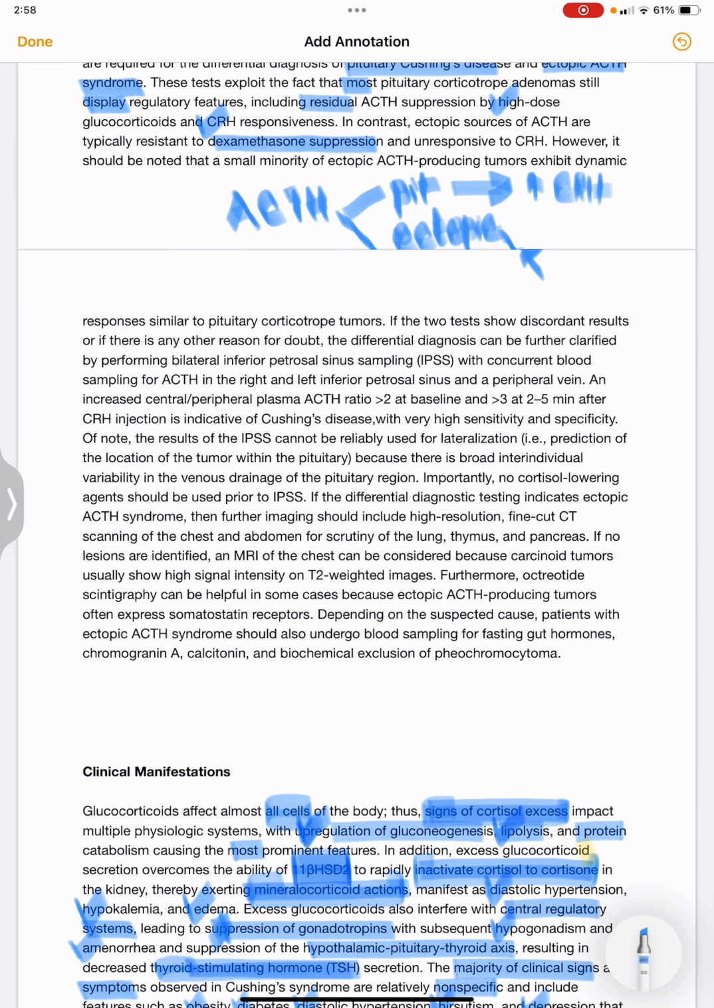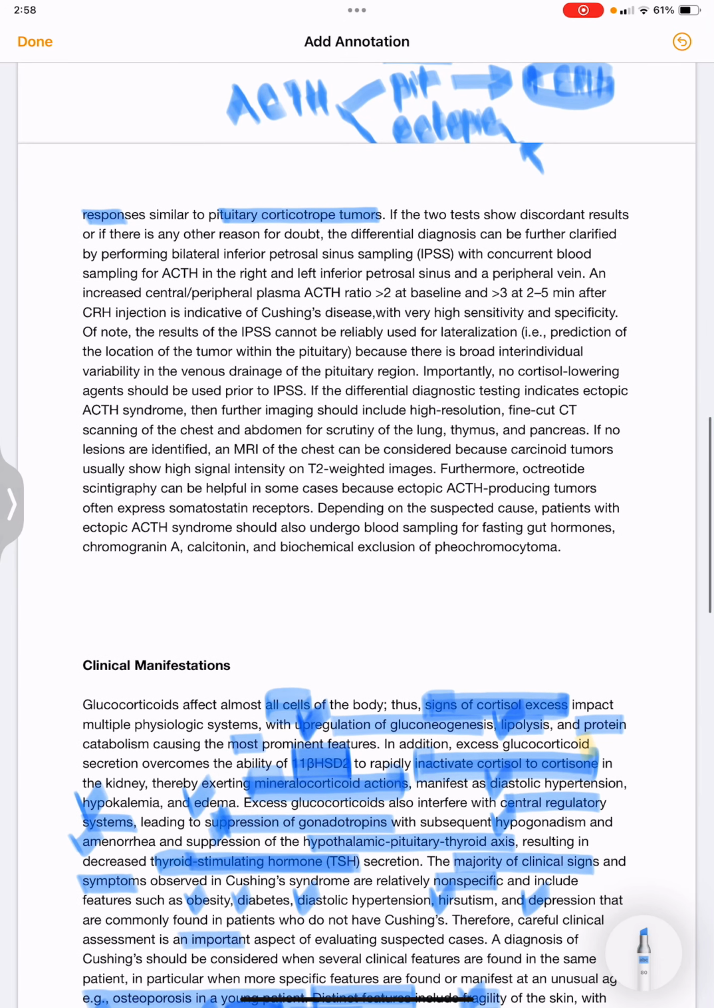However, it should be noted that a small minority of ectopic ACTH producing tumors exhibit dynamic responses similar to pituitary corticotrope tumors. So pituitary tumors show these dynamic responses, but a few of these ectopic ACTH tumors also exhibit the dynamic responses. So if these results are discordant, or if there is any doubt, what should be done?